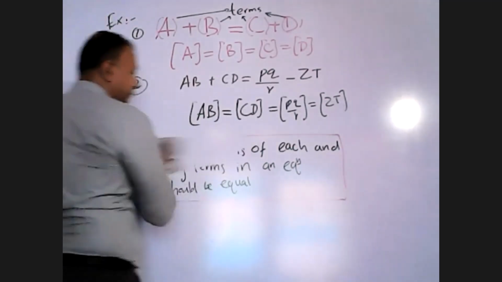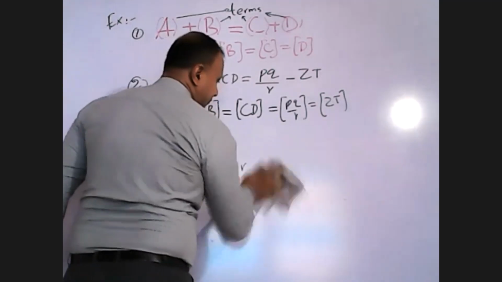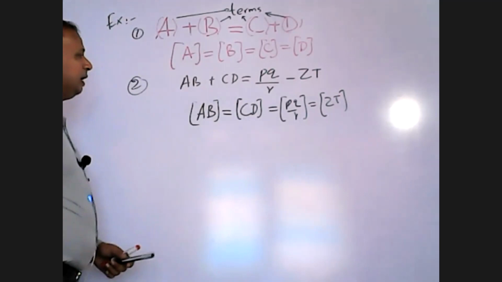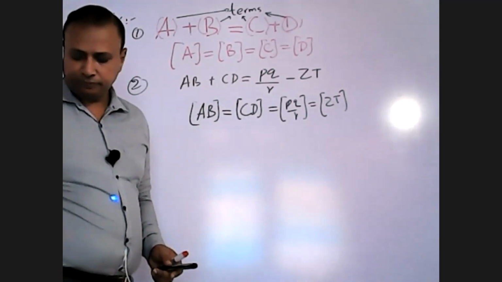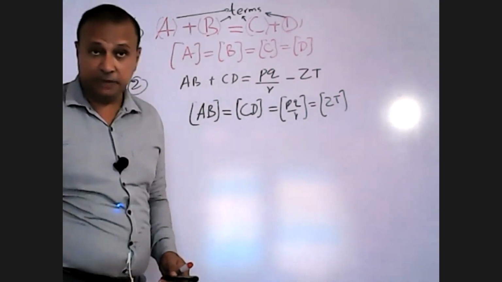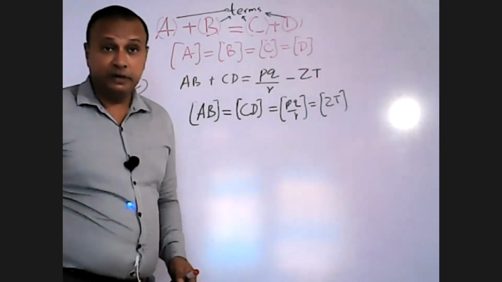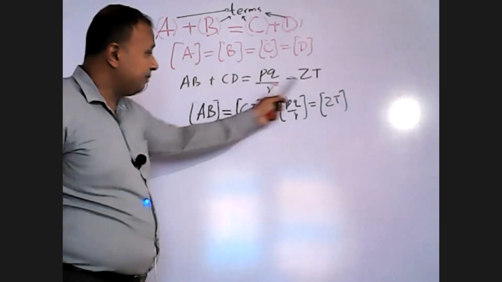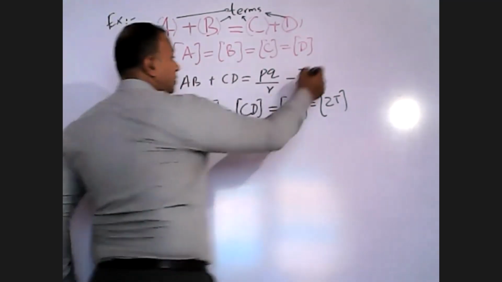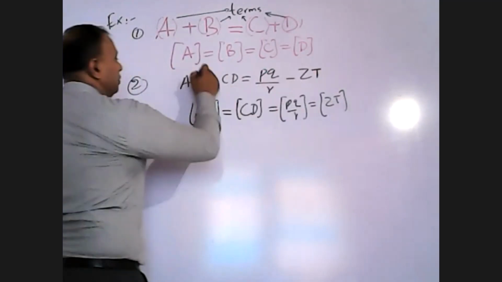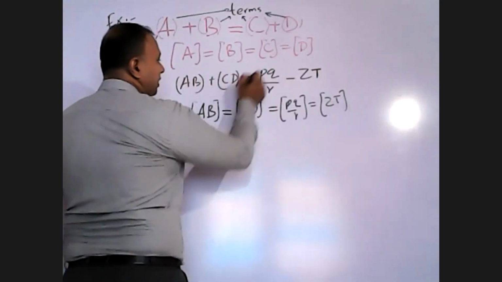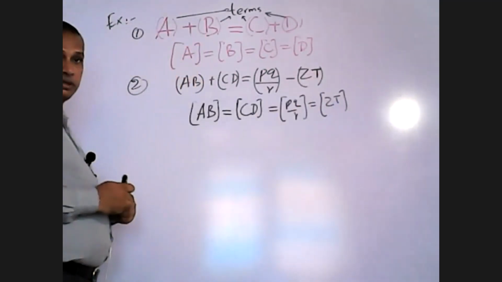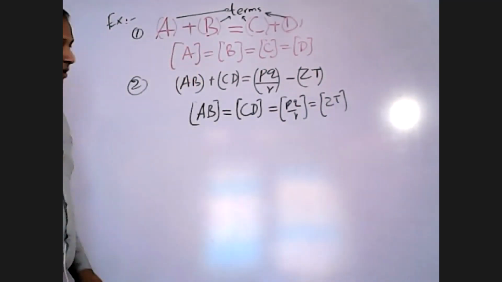Then in this case, we have to determine the terms first. Terms are connected with plus or minus signs. Then there are two plus and minus signs. So those are the terms in this equation.